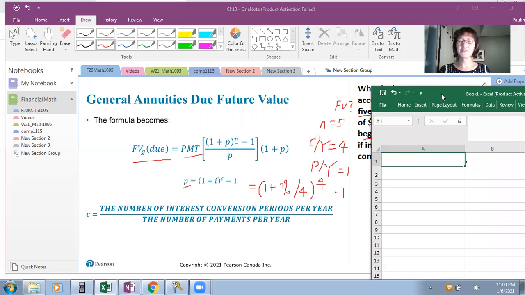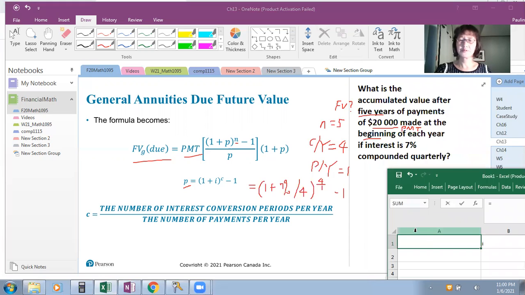So what is this result? I will quickly use Excel. P equals 1 plus I, 7% compounded quarterly, raised to power 4, minus 1. So P equals 0.07185. That is P. And once you get P, you can plug this P value into this formula to figure out the future value.